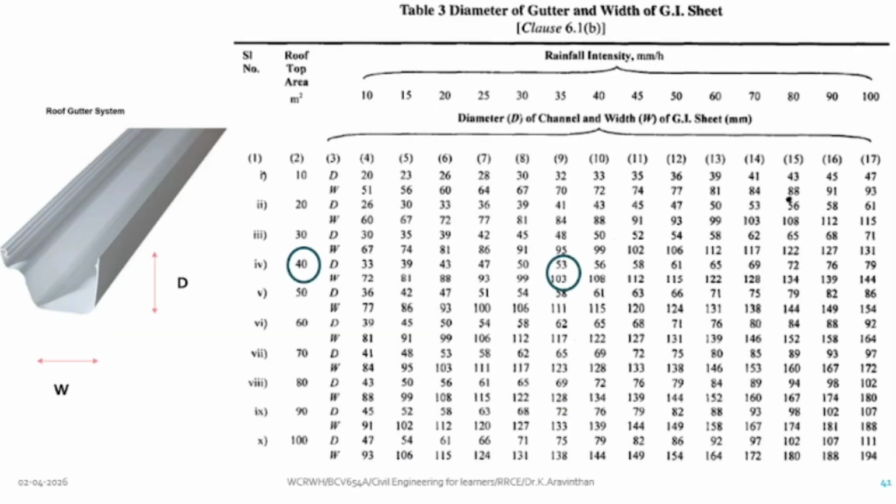You don't need to calculate anything. If there is a gutter, you have width and depth. Sir, how much should be the width? How much should be the depth is given here. Now can you see diameter of gutter, width of GI sheet. Now in this column you can see rooftop area. Last class I told you how to find the rooftop area. Length into breadth. For this classroom you have to multiply the length and breadth.